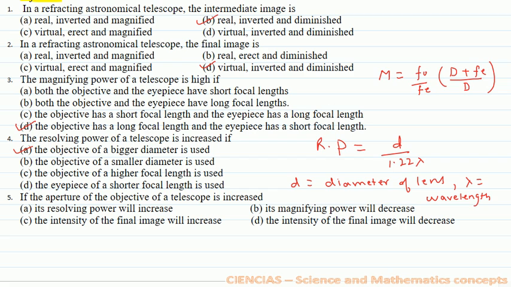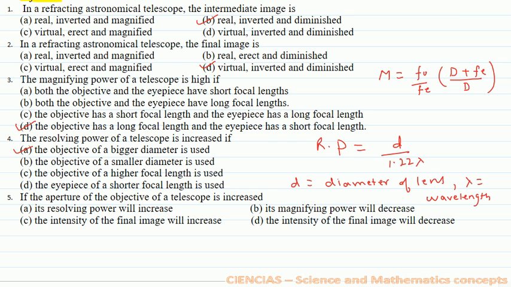Now question number 5, if the aperture of the objective of telescope is increased. Option A, its resolving power will increase. Option B, its magnifying power will decrease. Option C, the intensity of final image will increase. Option D, the intensity of final image will decrease.